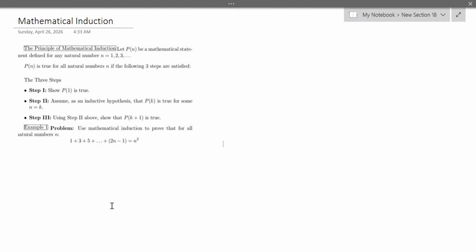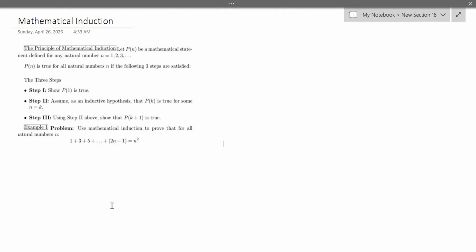Then k plus 1 is the next number after n equals k. So if n equals 4, then k plus 1 will be n equals 5. You understand? And this is enough. So if you assume that n equals k, and you show that n equals k plus 1 is also true for the statement, then you've proved it for all the natural numbers. I think that is explanatory enough.